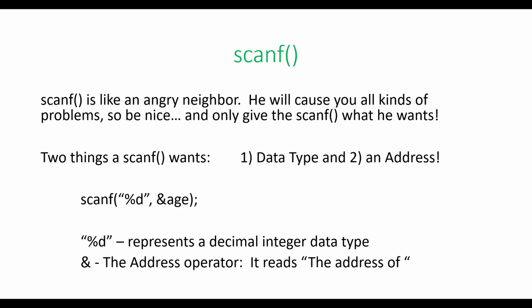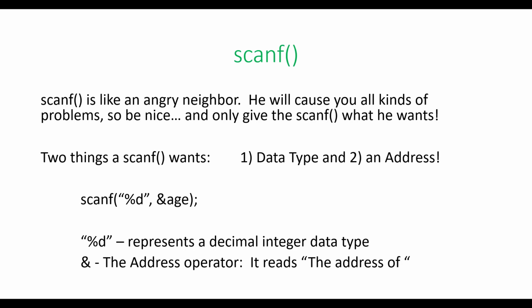Okay, so the scanf, I always say, is like an angry neighbor. You know, kind of person where you just don't want to make him angry. The reason I say that is because he will cause you all kinds of problems. So we're going to be nice to him. The trick with this is to only give the scanf what he wants, and exactly what he wants. So what does the scanf want? There are two things. The first thing he wants is a data type. The second thing he wants is an address. So we have a data type and an address.